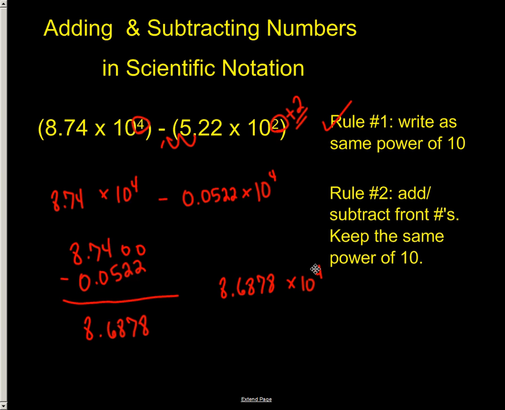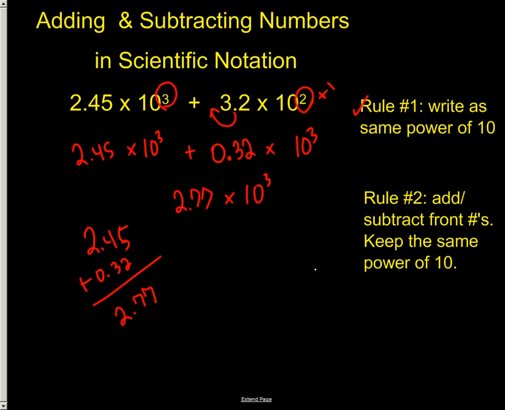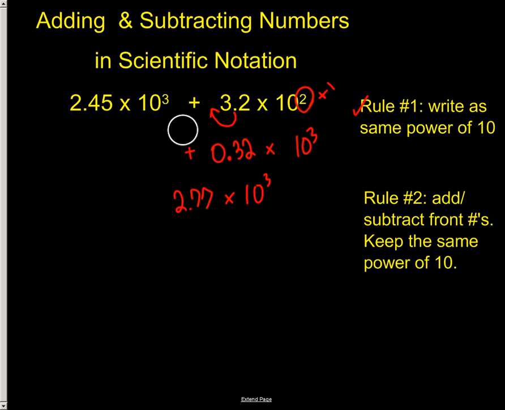Why does this work though? Well, let's look at problem number 1 again. You see the proper answer, and that's 2.77 times 10 to the third power. And so I'm going to erase the work, but I'm going to keep the answer. And then we're going to start looking at this problem in a different way to see why the shortcut works.